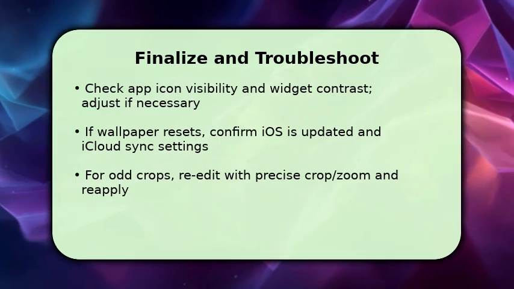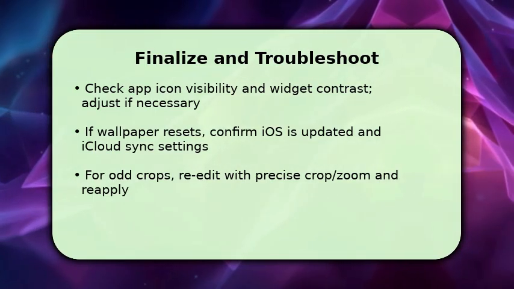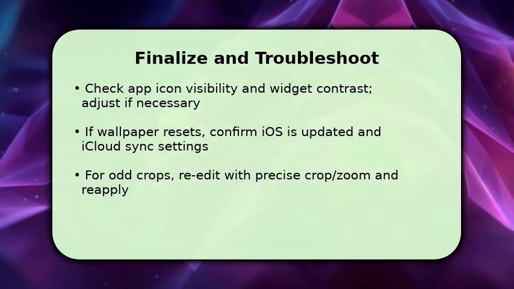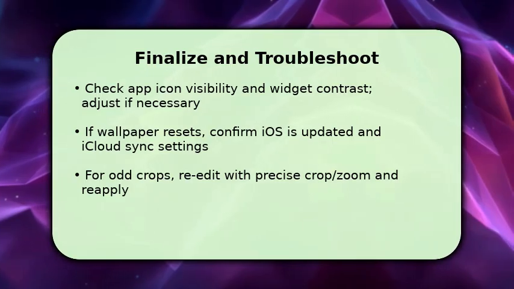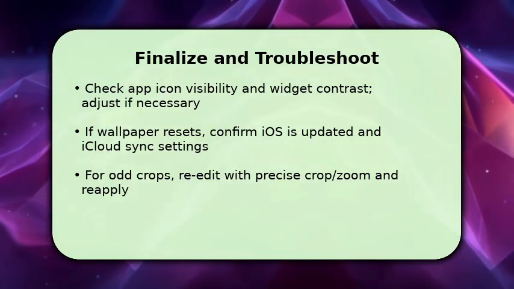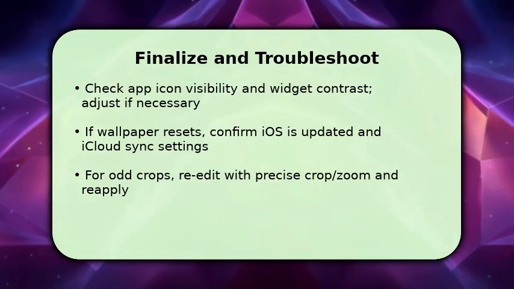If your wallpaper reverts or won't save, make sure iOS is updated and iCloud photos or device settings aren't overriding changes. Restarting the device often clears temporary sync glitches. For persistent crop problems, reopen the photo. Apply a tighter crop or different aspect ratio, and set the wallpaper again.